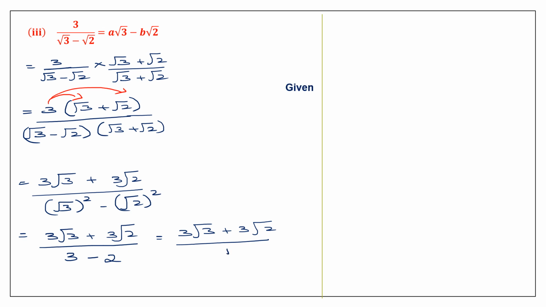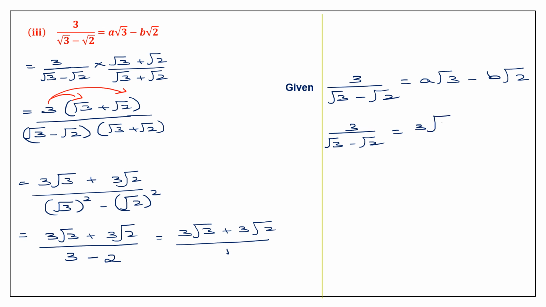So now what is given to us? Given to us in the question is 3 by root 3 minus root 2, which is equal to a root 3 minus b root 2. And we just found out that 3 by root 3 minus root 2 is equal to this answer, 3 root 3 plus 3 root 2, by 1 we can leave out the 1. So this is equal to 3 root 3 plus 3 root 2. Now let's substitute here. Now a root 3 is 3 root 3. That means a is equal to 3. So a is equal to 3.